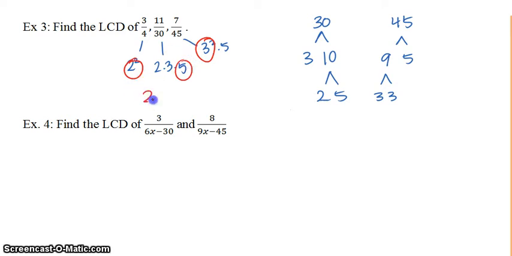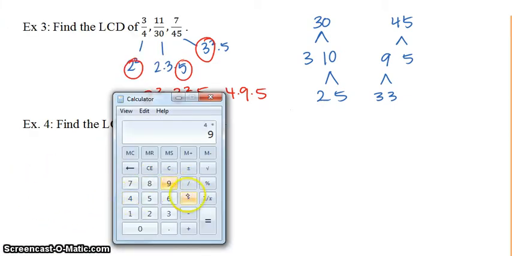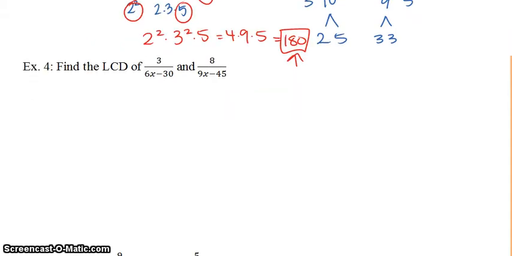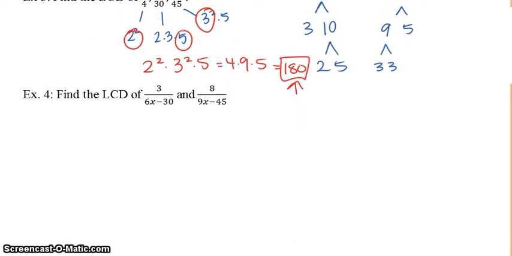So I'm going to say 2 squared times 3 squared times 5, which is 4 times 9 times 5, which I'm going to use my handy dandy calculator for. 4 times 9 times 5 equals 180. So my LCM, or LCD, either one, is 180. It didn't ask me to change anything, but I could if I needed to. But that's my LCD.